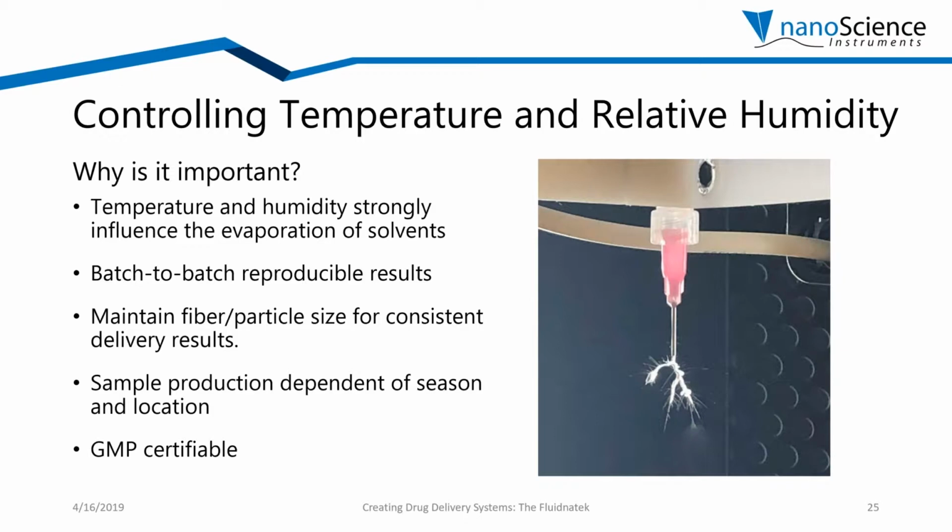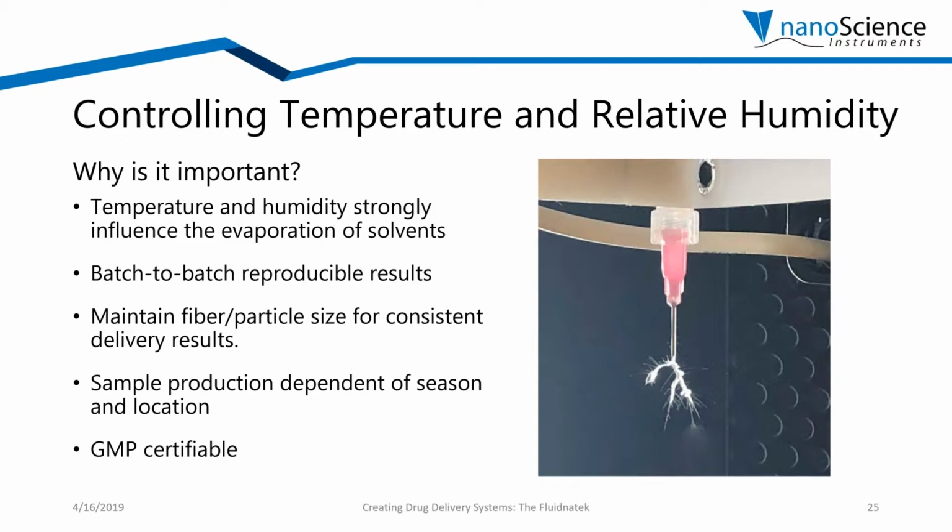If we control these two parameters, you will not only get reproducible results all year long. If a GMP certification is needed, this will maximize batch-to-batch production and also reproducibility. The image on the right is a clear representation of what happens when the climate conditions are not controlled. The solvent is evaporating too fast, the polymer is partially solidified in the emitter, and then secondary jetting may be happening. If you have the primary jet and also a secondary jet, that means that the fiber distribution is not going to be consistent. You're going to have different fiber diameters all around your sample.